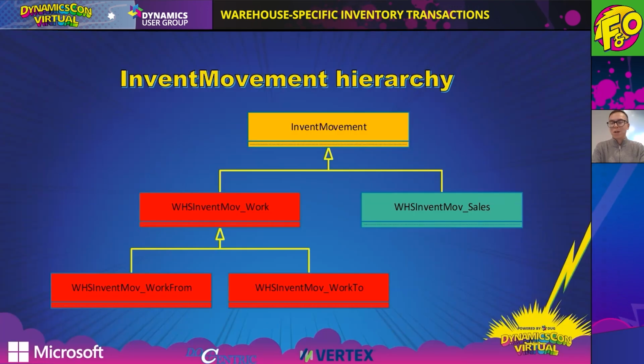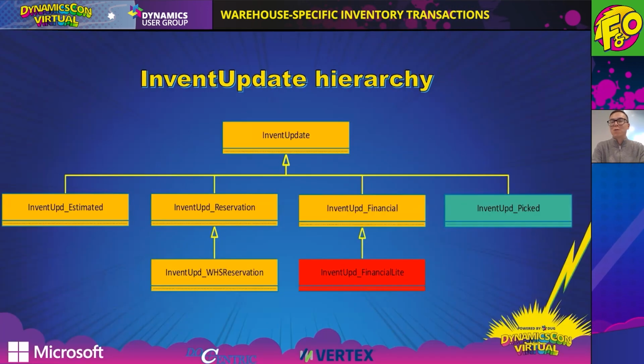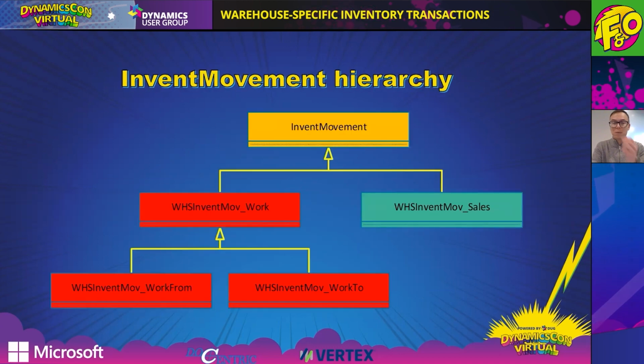Let's now talk about two very special hierarchies in the inventory stack. One can actually say that those two hierarchies constitute the inventory stack itself. Some of the classes in those hierarchies are intimately related to warehouse works and containers, like in this case WHSInventMoveWork and its child classes. If you have extensions over those classes, then you for sure need to make changes to those customizations because we will not use those classes anymore once the new warehouse-specific inventory transactions are used.